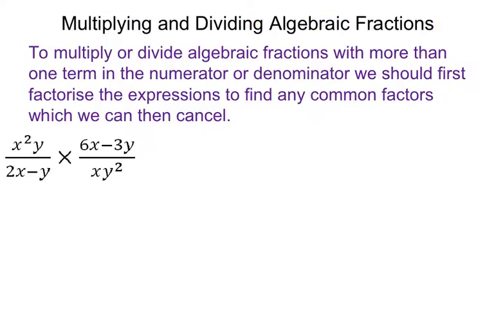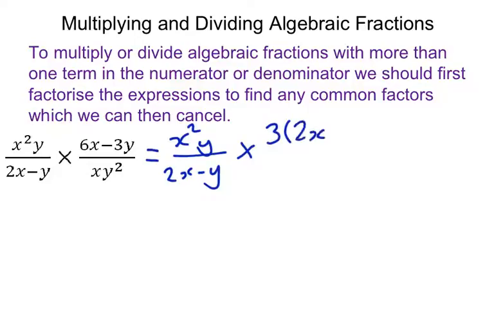We have another example now. We're going to do exactly the same thing. First of all, we're going to factorise what we can factorise. x squared y over 2x minus y. We can't do anything with that. Multiplied by 6x minus 3y. We can do something with that though. We can factorise that to 3 brackets 2x minus y. And all that is over x y squared.